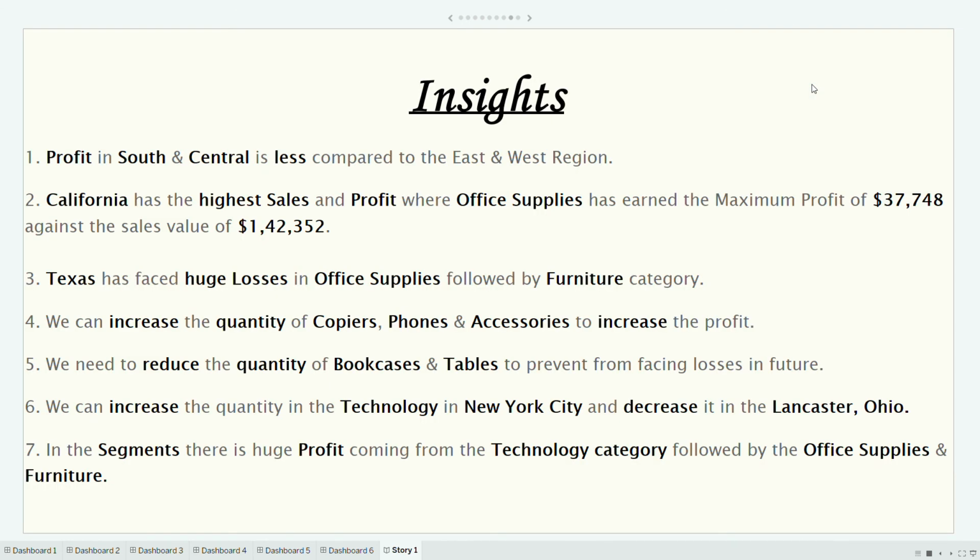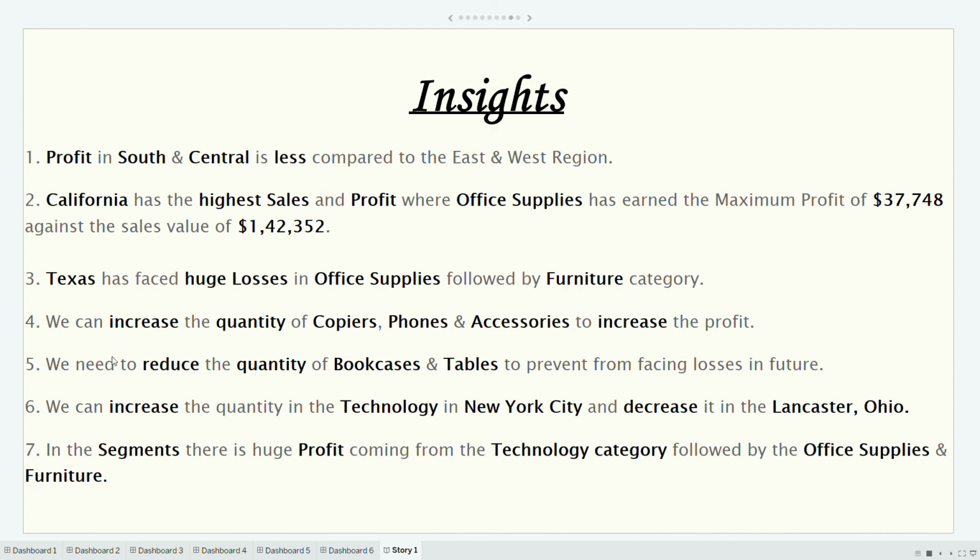So next are the insights that we derive. First is profit in the south and central region is less compared to the east and western region. California has the highest sales and profit, whereas office supplies has earned the maximum profit of $37,748 against the sales value of $1,42,352. Texas has faced huge losses in office supplies, followed by the furniture category.